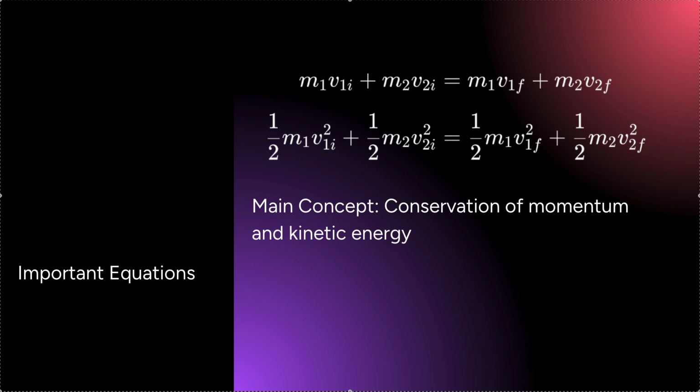For kinetic energy, we use the equation 1/2 mv squared. In a perfectly elastic collision, the total kinetic energy is also conserved, meaning the sum of the kinetic energies before equals the sum after. However, in inelastic collisions, some kinetic energy is transformed into other forms like heat or sound.